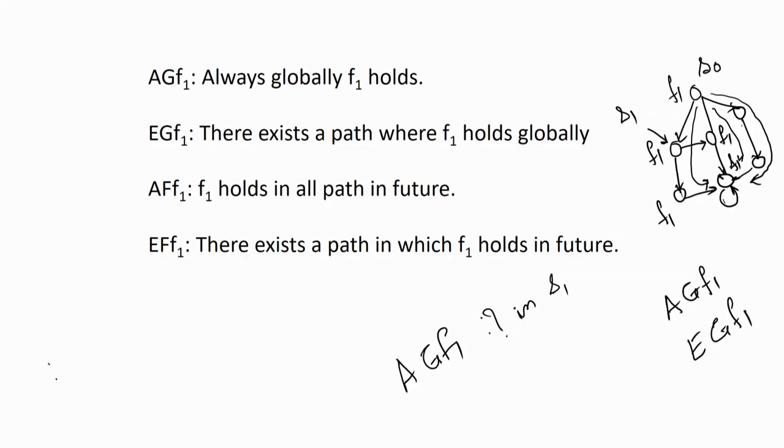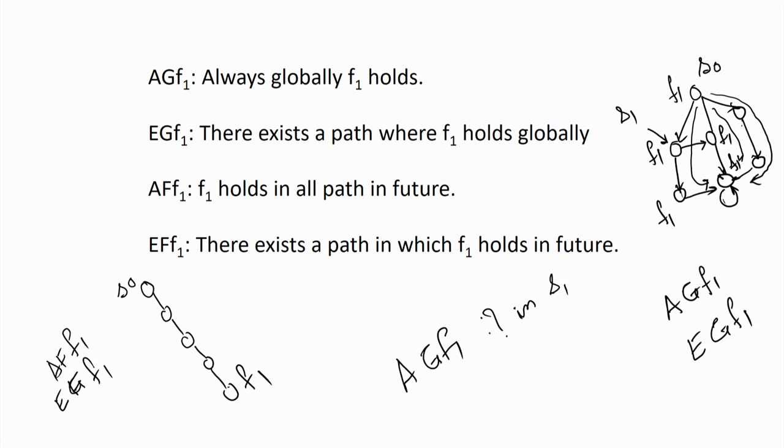Similarly, we have the operator future F. Again we have A F and E F: in all paths in the future, or there exists a path in the future. If I consider one particular state, we may have an execution trace, and we check whether somewhere in the future F1 holds or not. If this is the scenario, then we can say that in state S0, A F F1 is true.